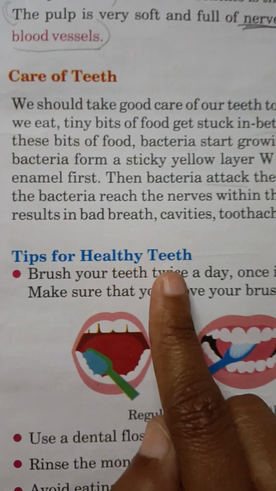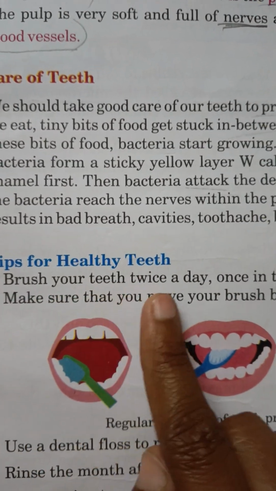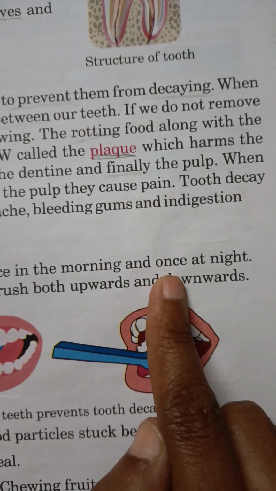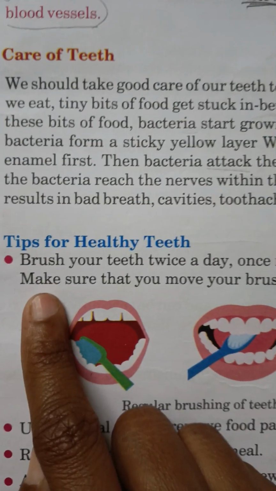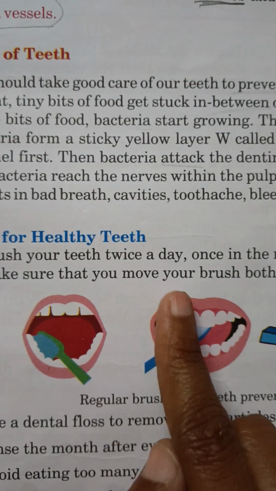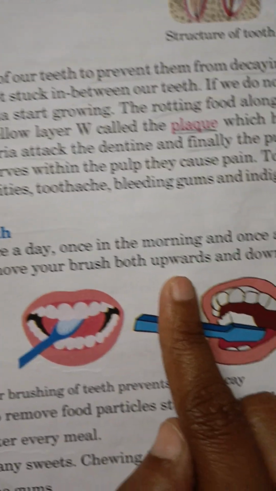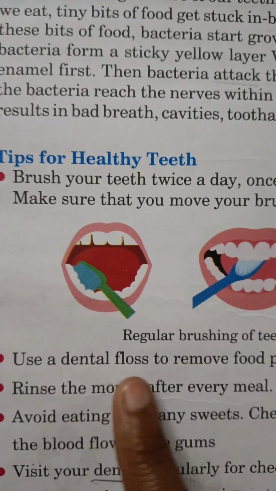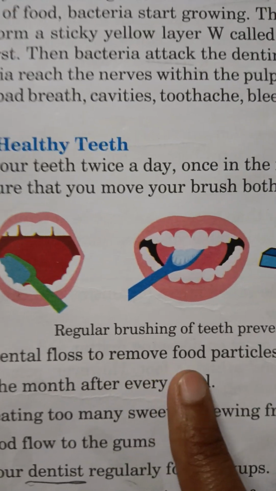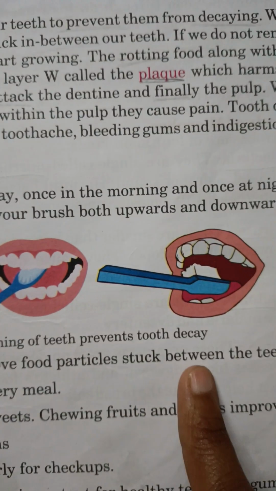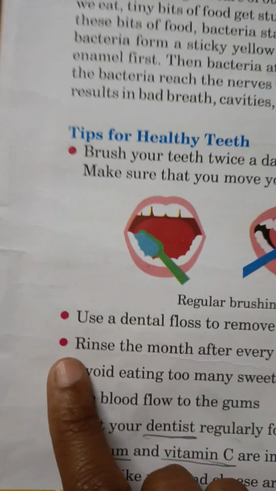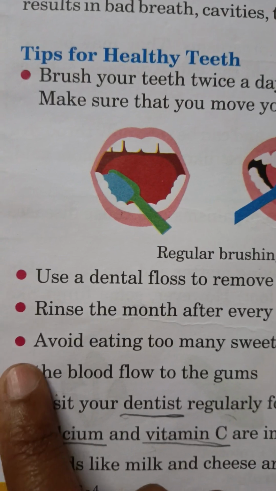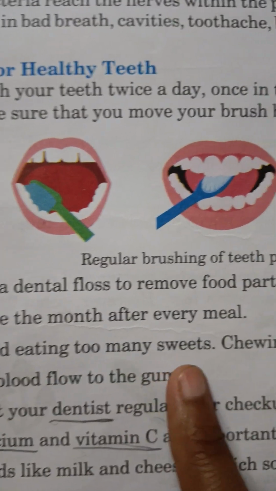Tips for healthy teeth. Brush your teeth twice a day, once in the morning and once at night. Make sure that you move your brush both upwards and downwards. Use a dental floss to remove food particles stuck between the teeth. Rinse the mouth after every meal. Avoid eating too many sweets.